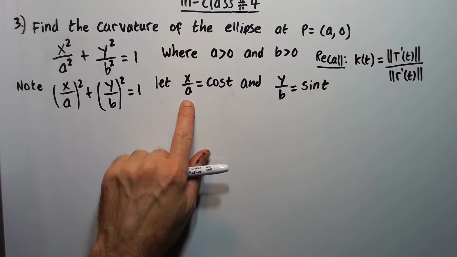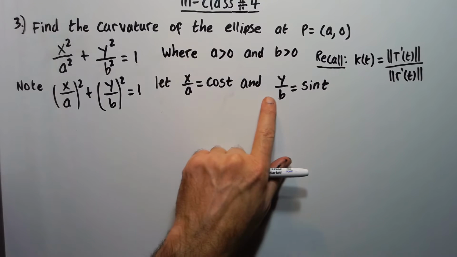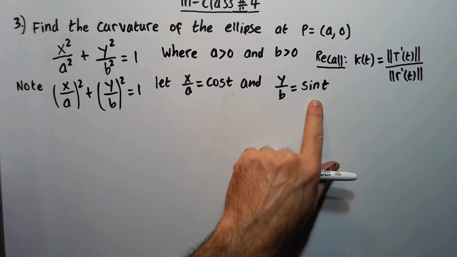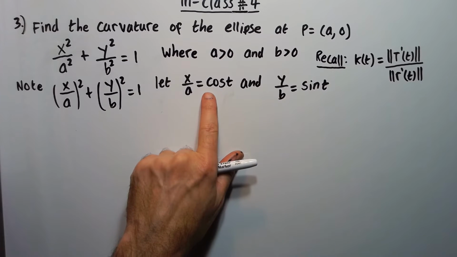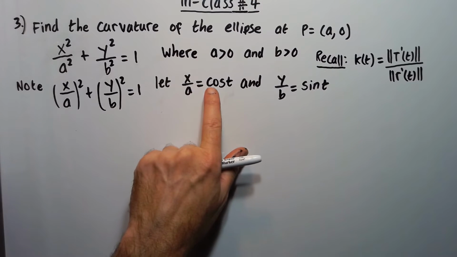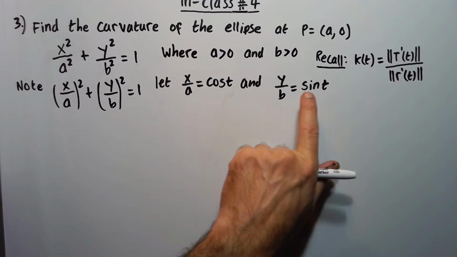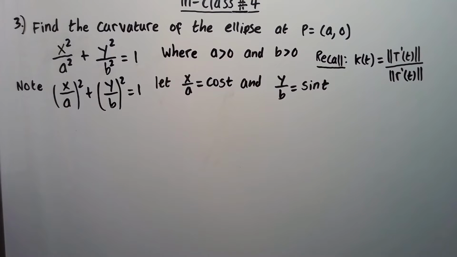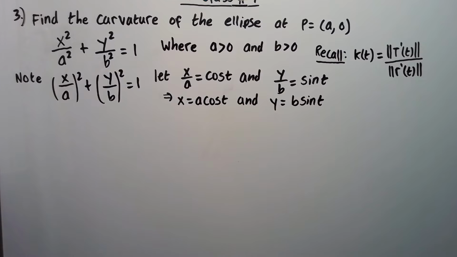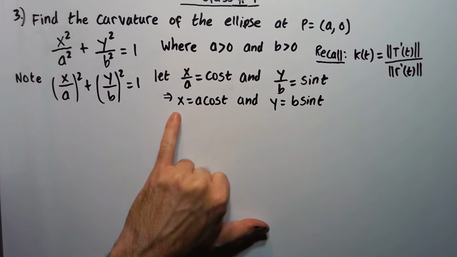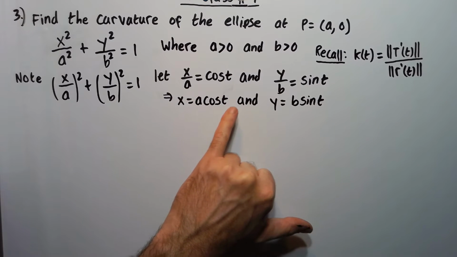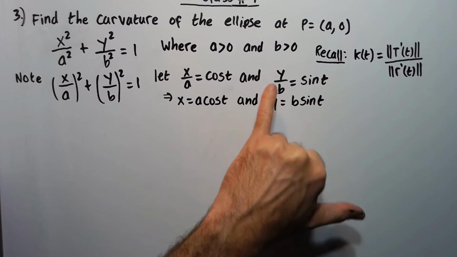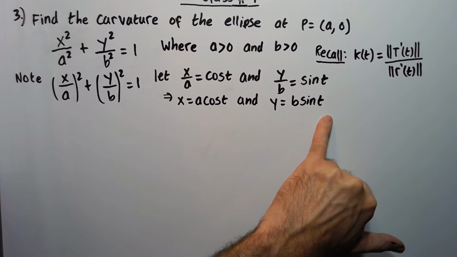Okay, so again we have x over a equal cosine of t and y over b equals sine of t. Now let's solve for x by multiplying both sides by a and solve for y by multiplying both sides by b. So solving for x, we'll have x equals a cosine t, and y equals b sine t.